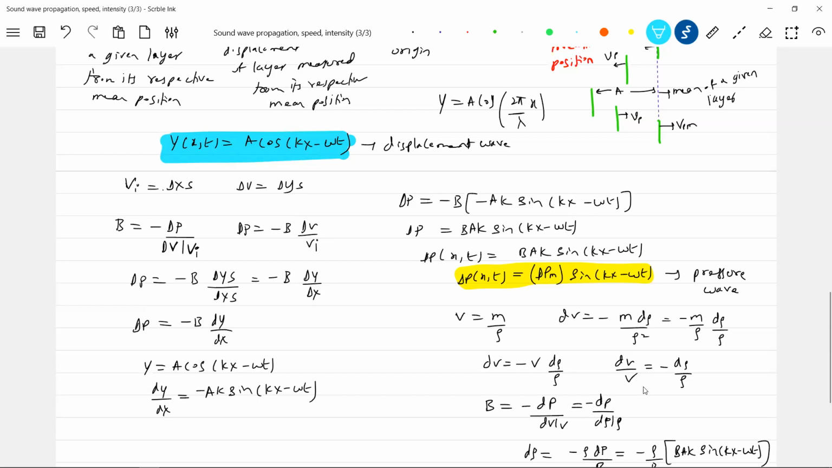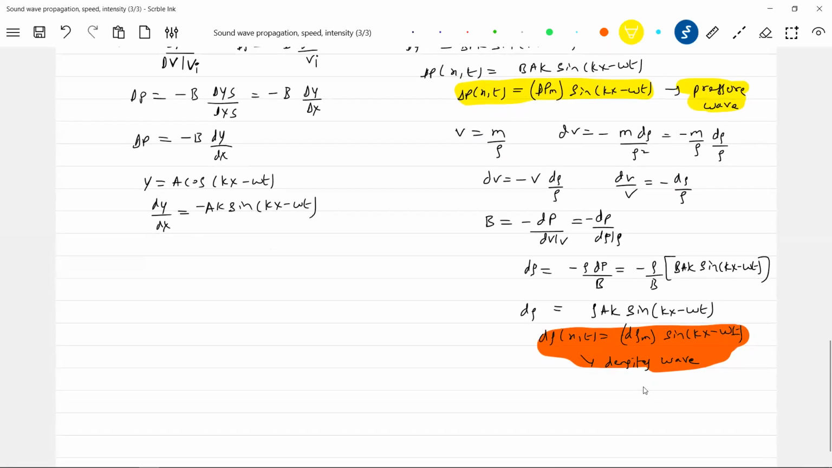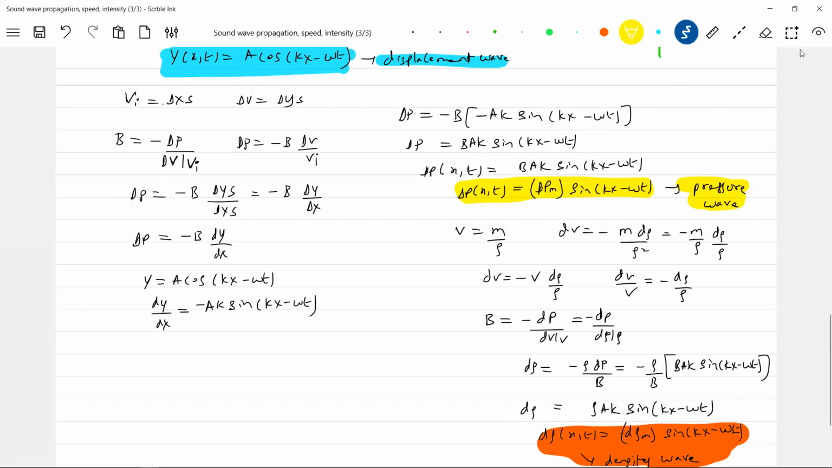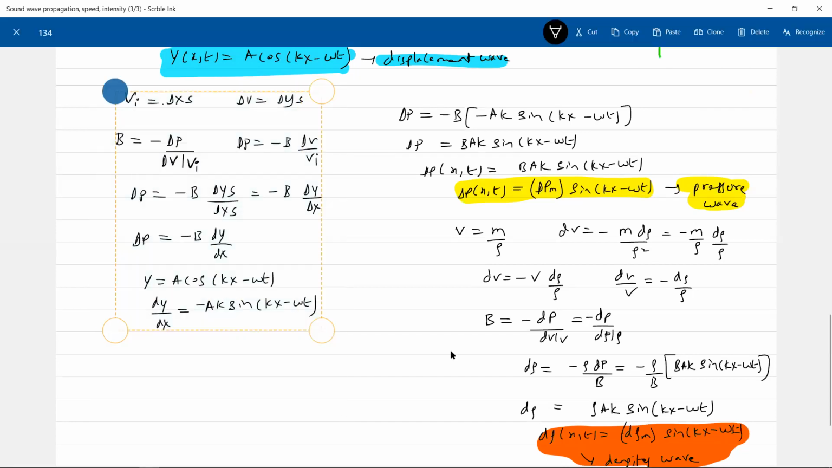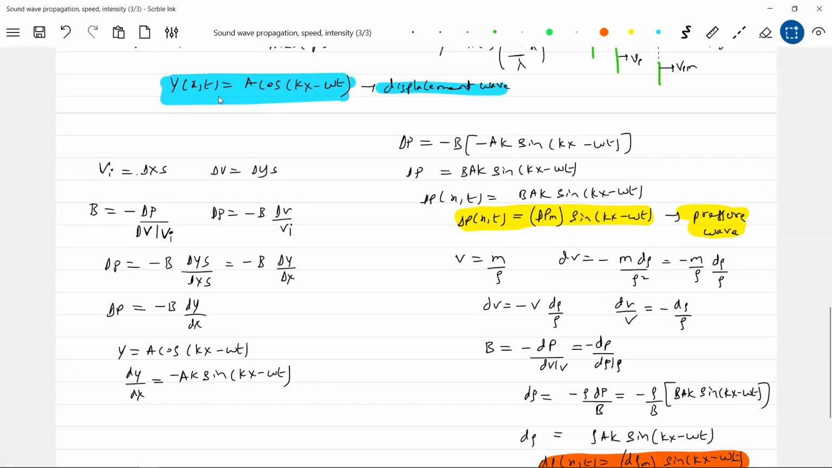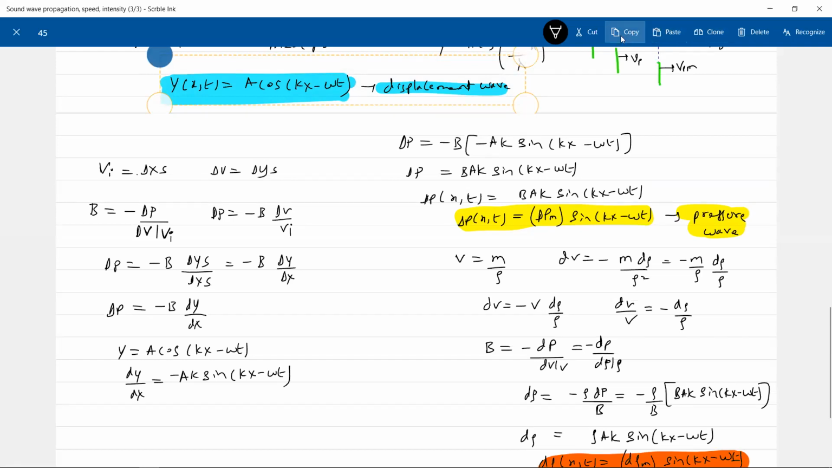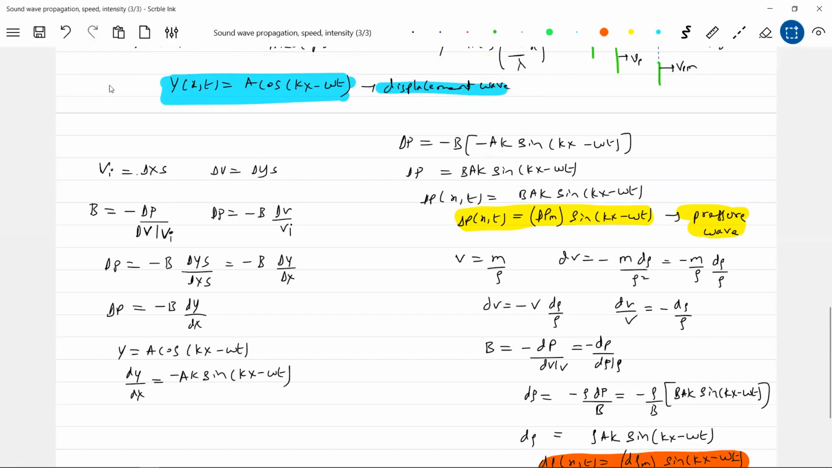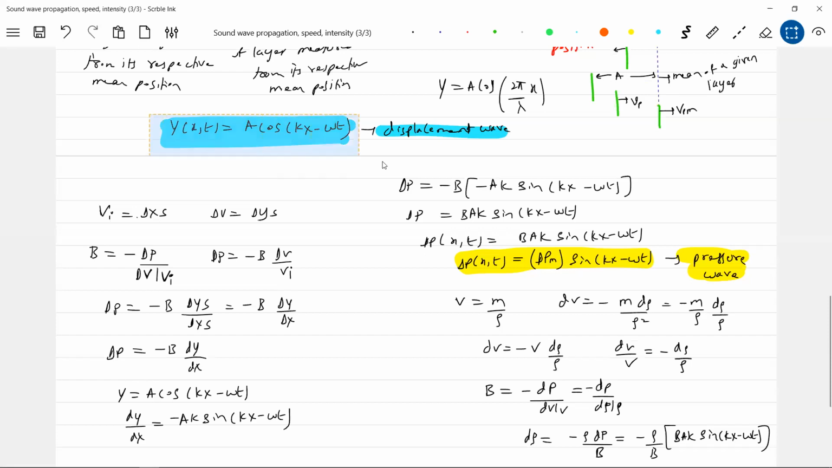I'm saying displacement wave, then I'm saying pressure wave, then I'm calling it density wave. What is all this? Let me bring everything to one place, one page. There's the graphical and there's the mathematical. A student has to. Let me take only this part.